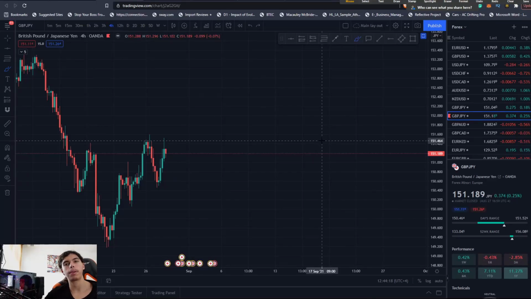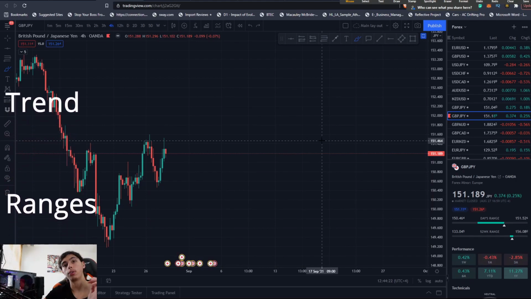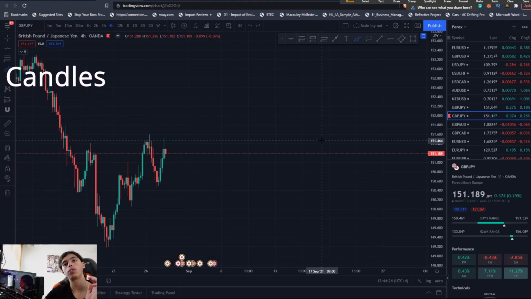When it comes to price action, you enter based off three things. You either enter off of trend, you enter off of the range, or you enter off of candles. All of these things should be combined when entering. It's very important. There are different circumstances and different places where you would use them individually or all together, but they should all be considered when entering.